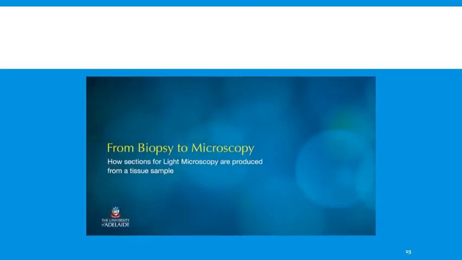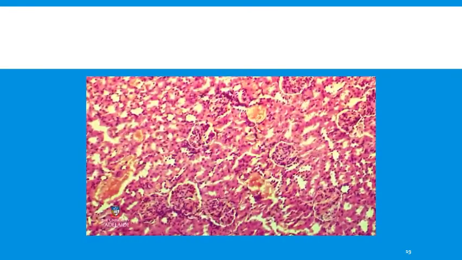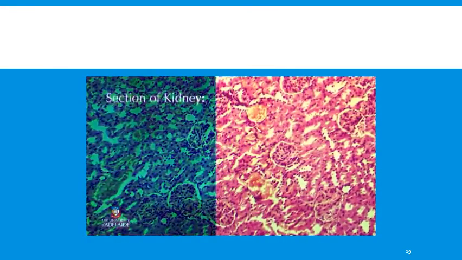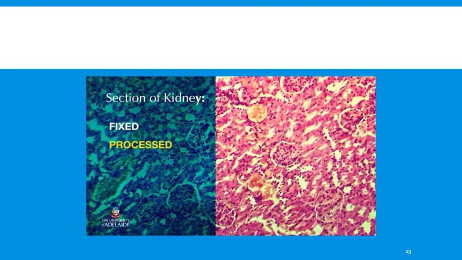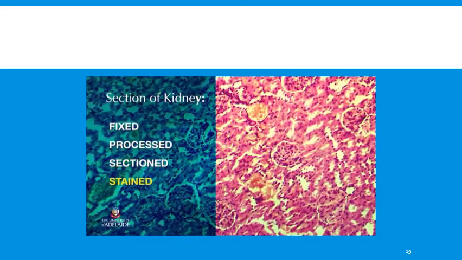This video is an overview of the steps taken in preparing tissue samples for light microscopy. This is a view down a microscope of a thin section of kidney. The kidney has been fixed, processed, sectioned and stained to show its cellular structure.